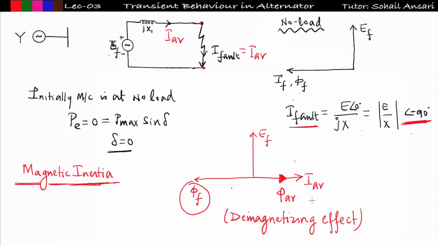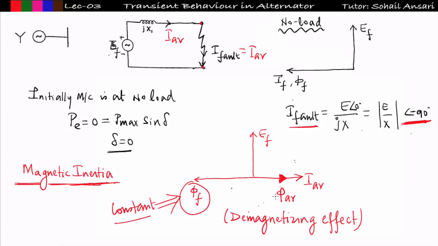Because of this armature reaction, because of this armature flux which is demagnetizing in nature, some extra flux will be produced which will oppose this armature flux in order to keep the field flux constant. Got it? That extra amount of flux, which is opposite to this armature flux, is known as damper winding flux and field winding flux.